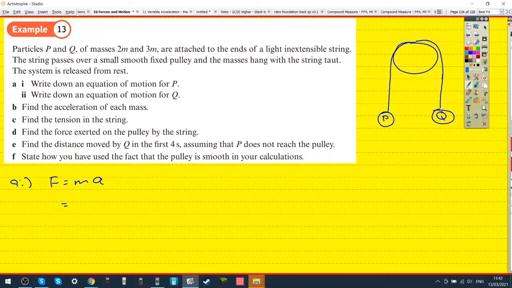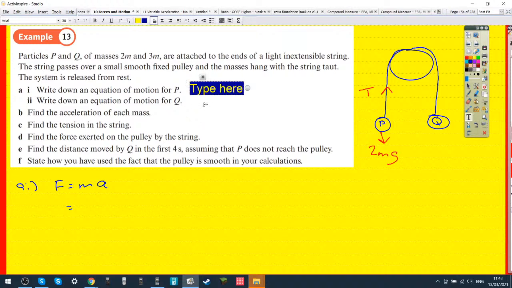This is very vague. What they're leaving it as is there's just a pulling force T. There's a downward force, which is 2mg. So how could you make an equation in terms of T and m? T is being pulled up because the other one's heavier, so it'll be whatever that tension is, T minus 2mg.